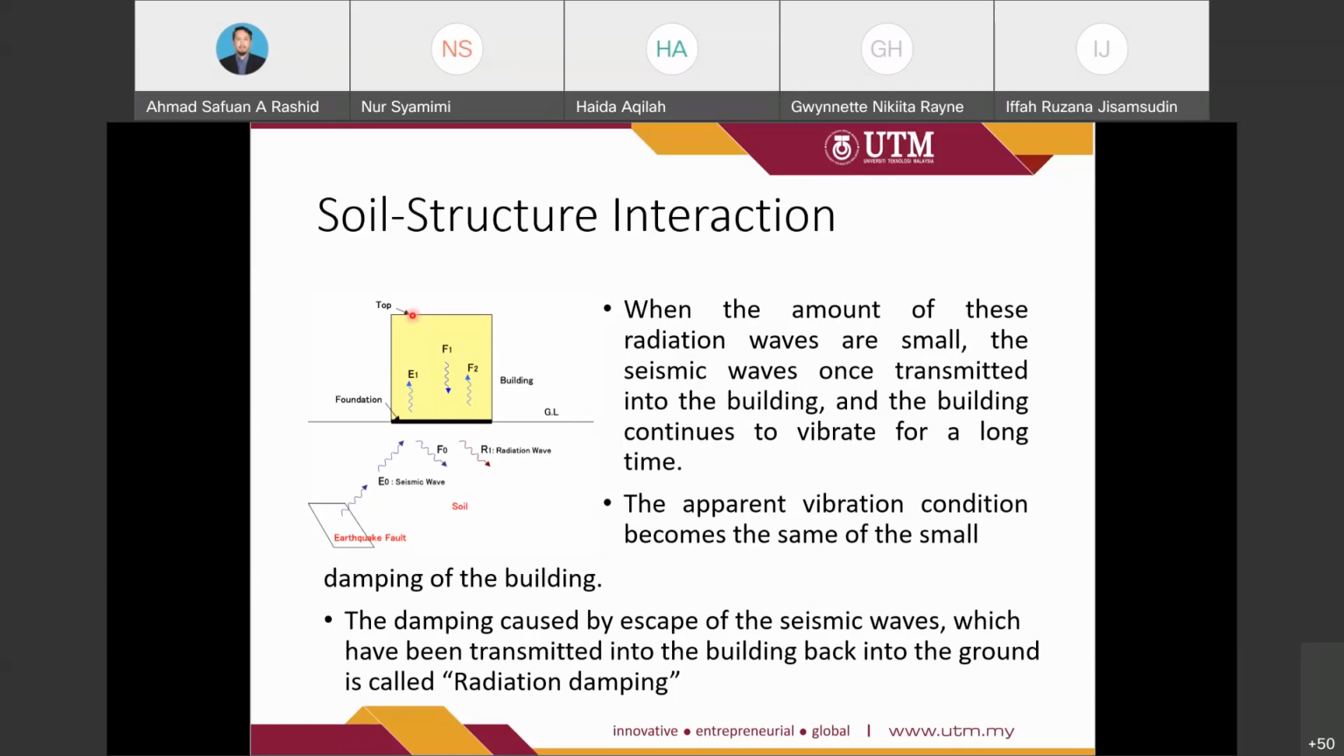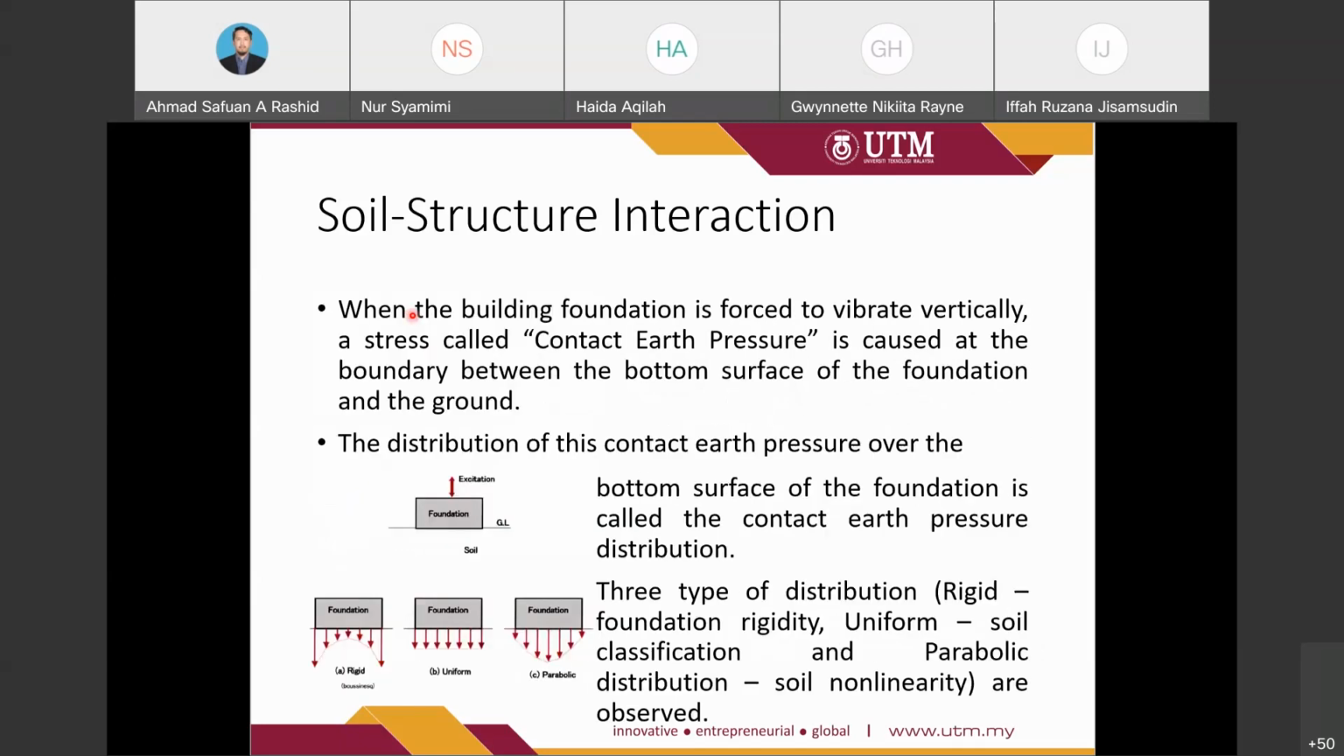When the earthquake event happens, until the amount of the radiation wave is small, at the end it will become a normal condition.